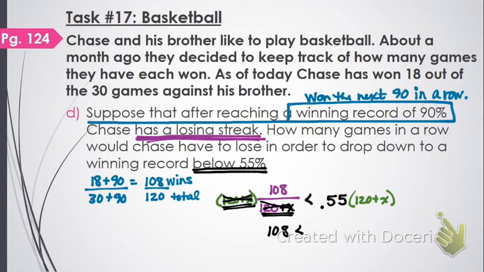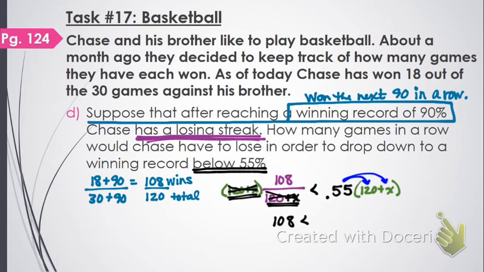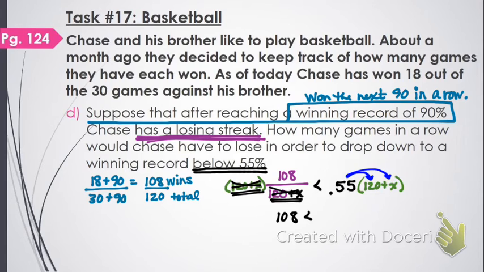Talk to me about the right-hand side now. What do I need to do there? What property would we be using? Distributive property. Can you grab your calculator for me and multiply 0.55 by 120? 66. So 66 plus 0.55x.